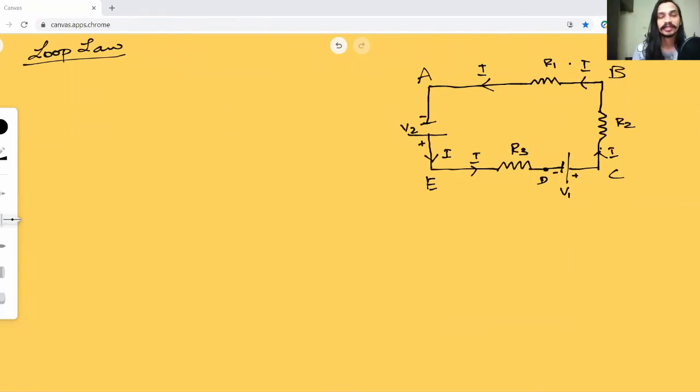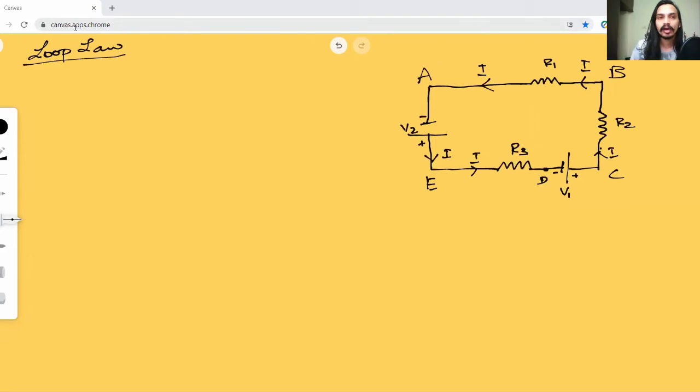In the previous session, we started looking at Kirchhoff's laws, and we looked at one called the junction law. It's a pretty simple thing. Today, we are going to look at something called the loop law. This is a little bigger than the junction law.